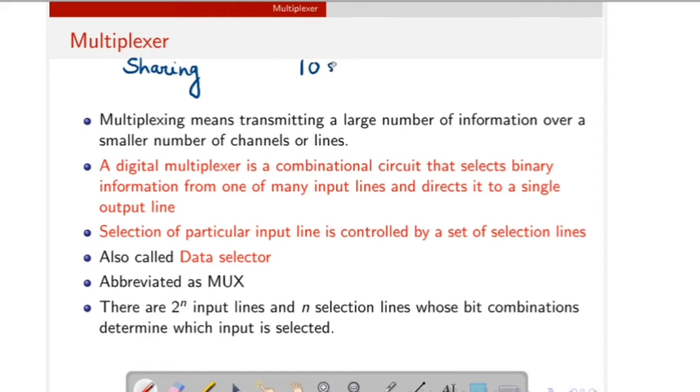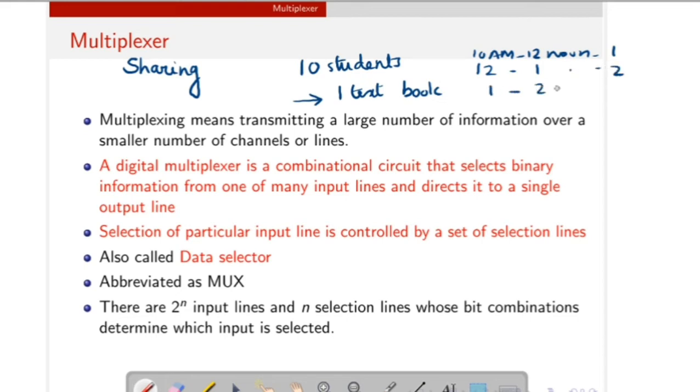Suppose there are 10 students who want to study about multiplexers and they have only one textbook, Digital Logic by Morris Mano. So how can they study by using this single textbook? What I suggest is, I give a time slot for each student. That means morning 10 a.m. to 12 noon, the book can be used by the first student. Then 12 to 1 second student, 1 to 2 third student.